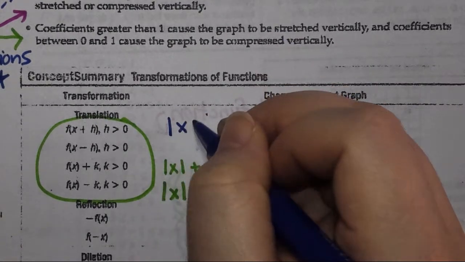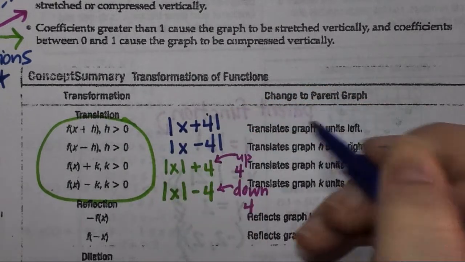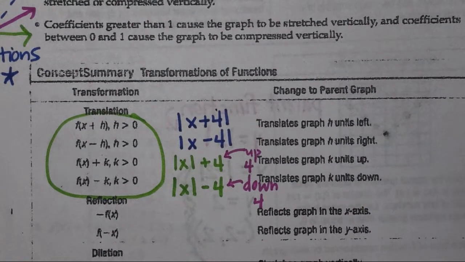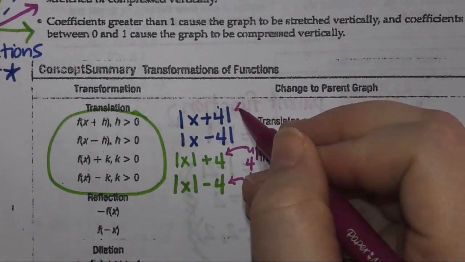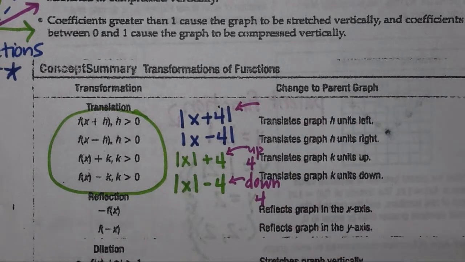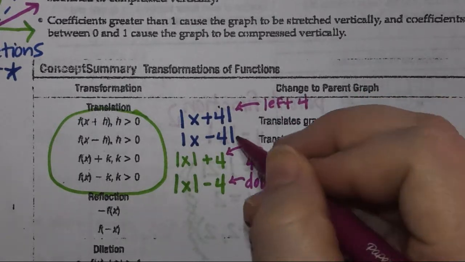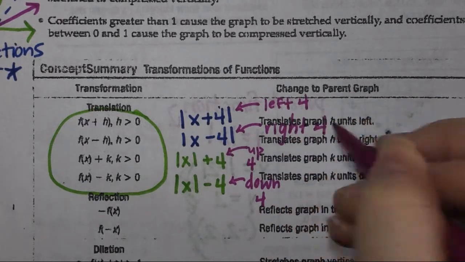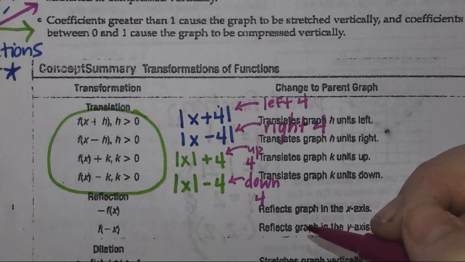Okay, but we have to move left and right as well. So if we had the plus 4 inside or the minus 4 inside, one way is going to move us left and one way is going to move us right. And it's the opposite of what you think. So you think plus 4 would move you which way on the x-axis? You think it would move you right 4, but instead it moves you left 4. And minus 4 you think would move you left, and it actually moves you right. So for inside the bars, it actually does the opposite of what you think. As long as your number's not inside the bars, it does exactly what you think. Plus 4 on the outside means up 4, minus 4 on the outside means down 4.